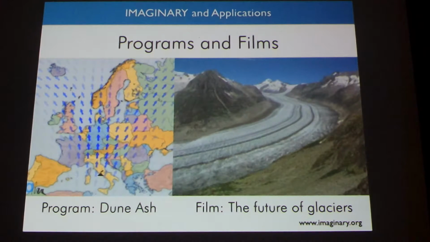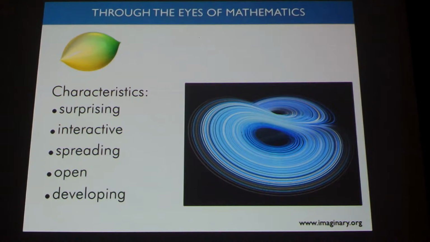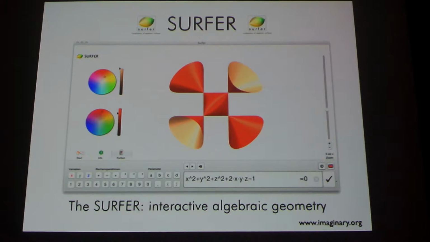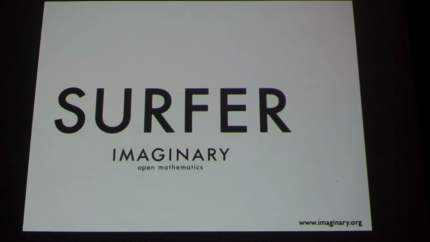Okay, now I come back to the beauty of mathematics. The characteristic of this is that what we do is surprising. So people think this is not mathematics. The next thing is interactive, you will see. It's spreading out, it's open, everybody can participate in its development. Here's the program of the surfer, which I show you in a minute, but now I hope a small video starts. I think I don't need to do anything. Maybe I need to do something.